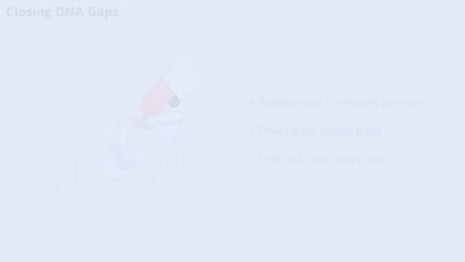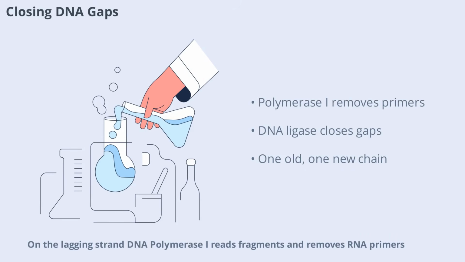On the lagging strand, DNA polymerase I reads fragments and removes RNA primers. DNA polymerase and DNA ligase then close the gaps, ensuring each new double helix contains one old and one new chain. This process maintains genetic continuity and accuracy.